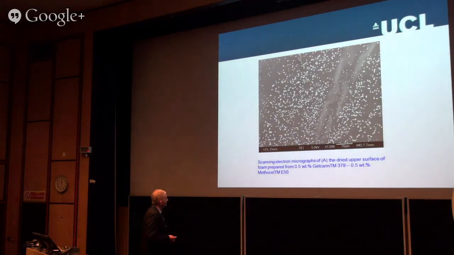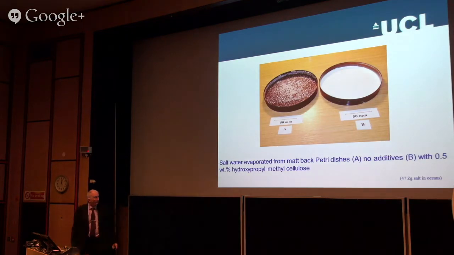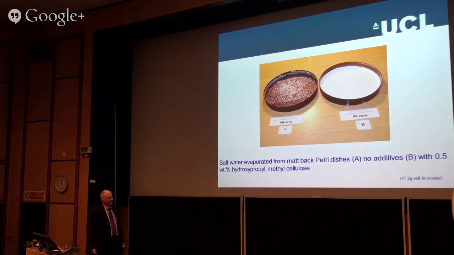And what I find is that there are little tiny, sorry, this one is actually from the top surface of the foam. Scanning electron micrograph showing submicron sized particles of sea salt. This is the slide I was on. Now what you see here on the left hand side is a plastic Petri dish painted black with matte black paint from Halfords.